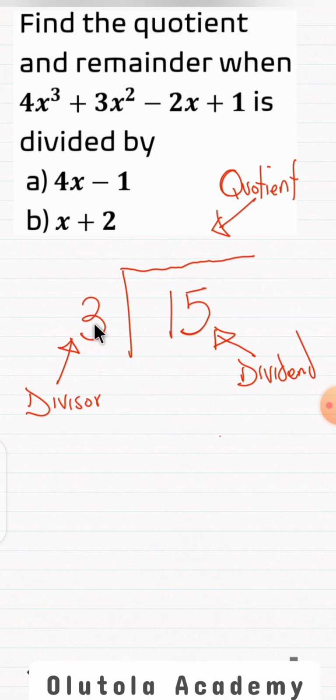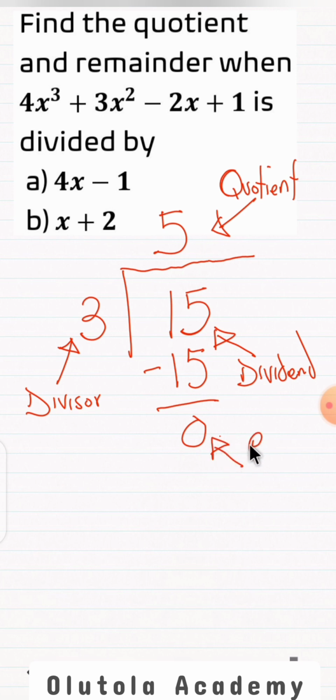When we divide 15 by 3, or we see how many 3s we can get in 15, that's 5. Then we multiply 3 by 5, we have 15. We write it down here. We subtract, we have 0 as the remainder. So we have 5 as the quotient and the remainder is 0. Nothing is left. So this is what we'll be doing in this lesson.